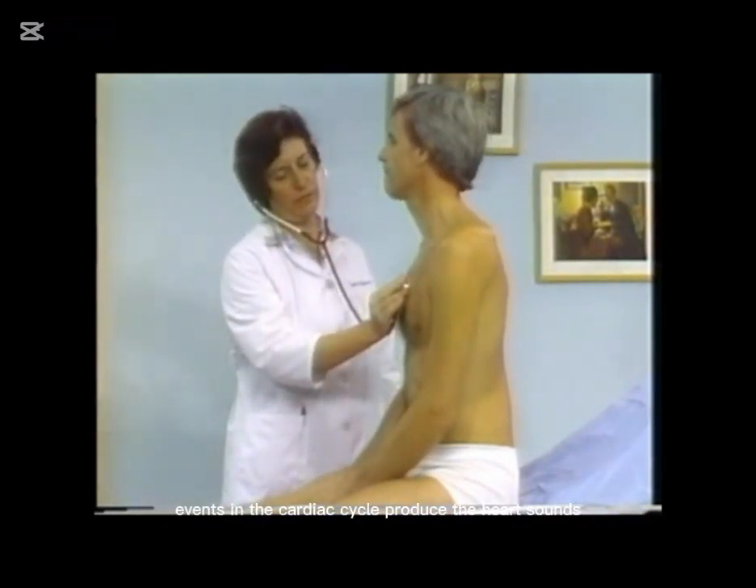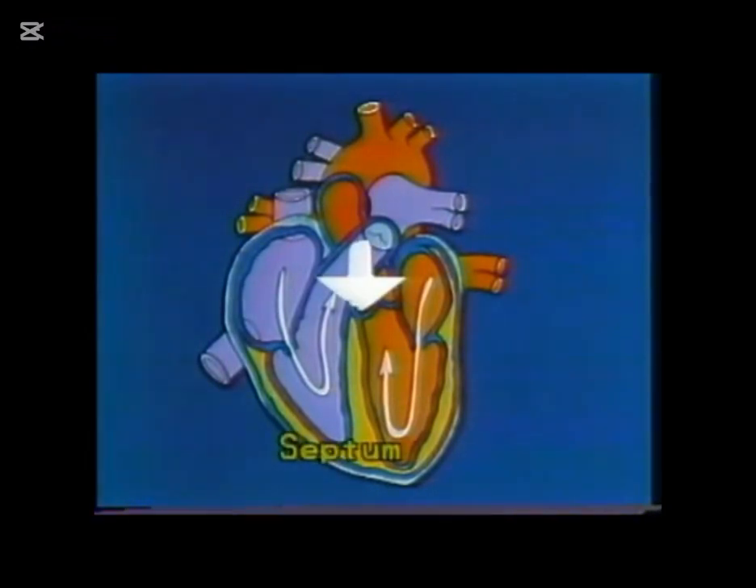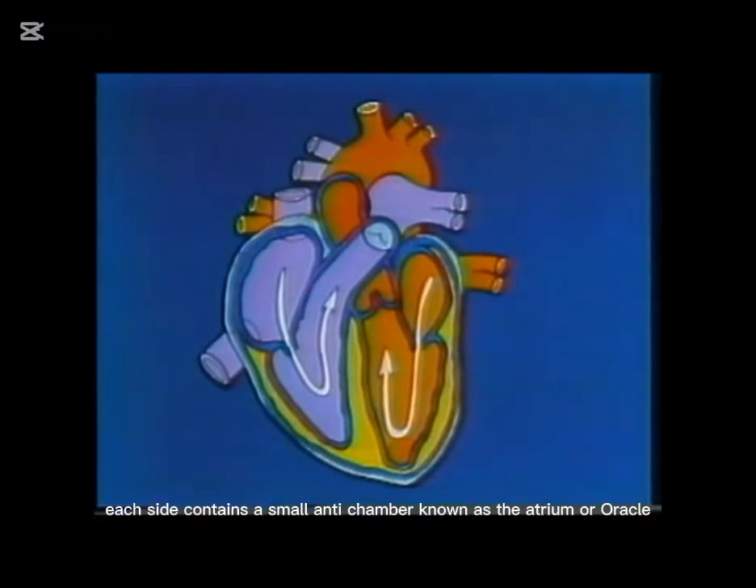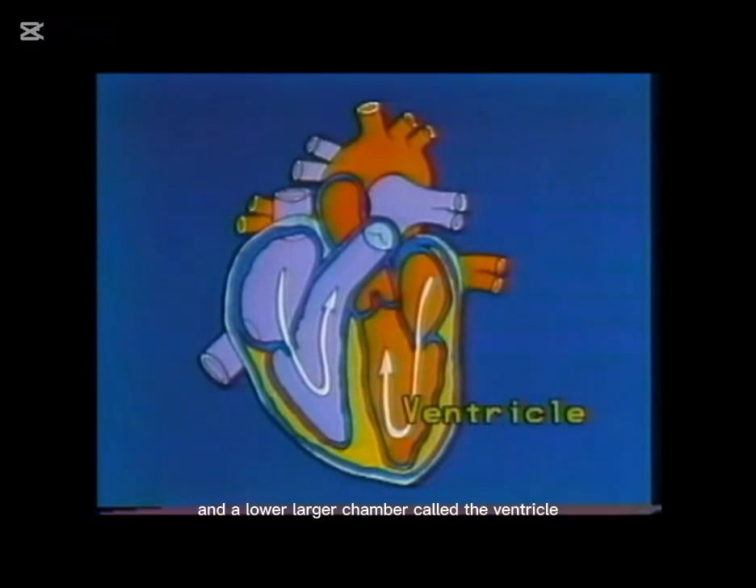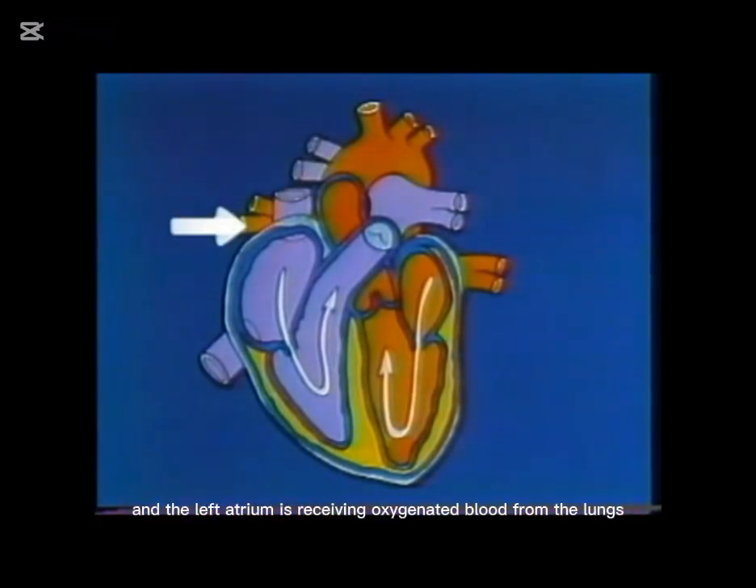Events in the cardiac cycle produce the heart sounds. The human heart is a double pump divided by a septum. Each side contains a small antechamber known as the atrium or auricle, and a lower, larger chamber called the ventricle. At the beginning of the diastolic phase of the cardiac cycle, as the ventricles relax, the right atrium is receiving venous blood from the systemic circulation by way of the inferior and superior vena cava, and the left atrium is receiving oxygenated blood from the lungs by way of the pulmonary veins.